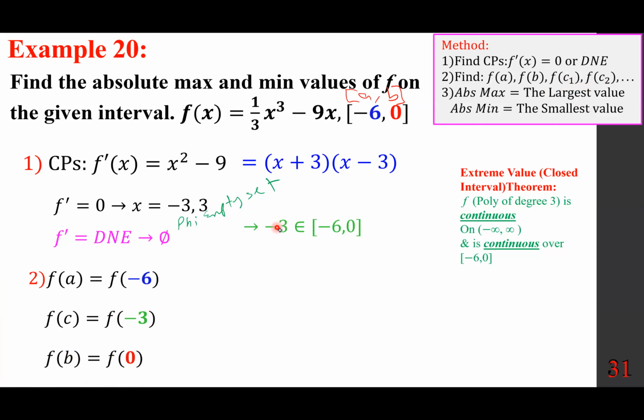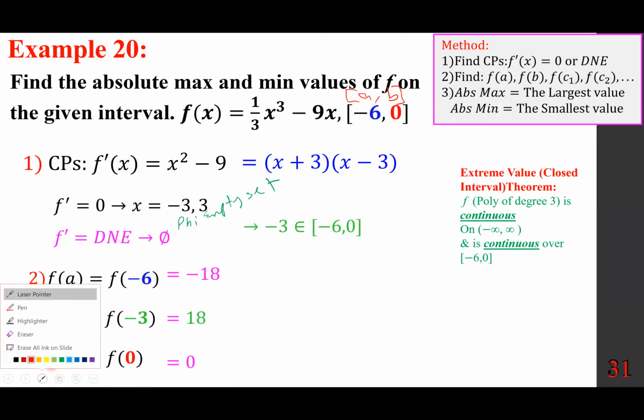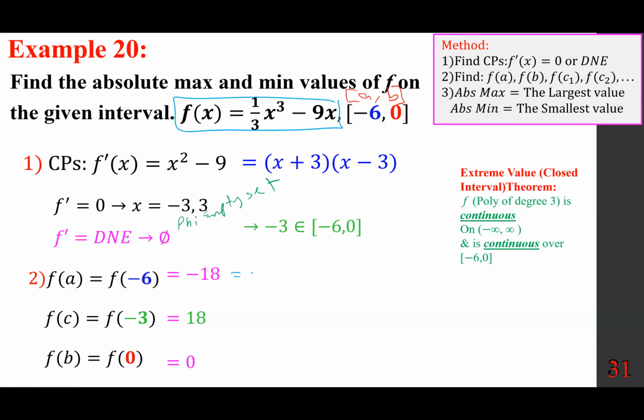I'm going to give you the answers. I'm going to quickly show you how fast you can do it. Zero is very simple. You plug in, you get zero. Minus 6, how do you evaluate it? Put it into this function. So this is 1/3 times minus 6 cubed minus 9 times minus 6. You do the math, you get minus 18. For negative 3, we get 1/3 times negative 3 cubed minus 9 times negative 3.